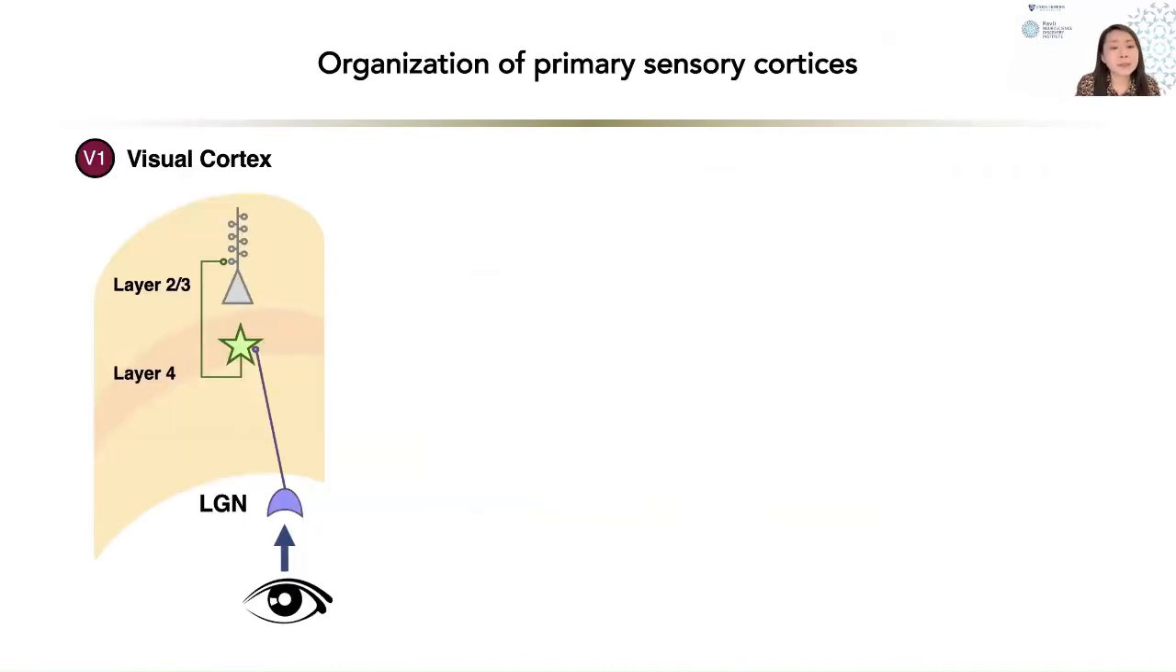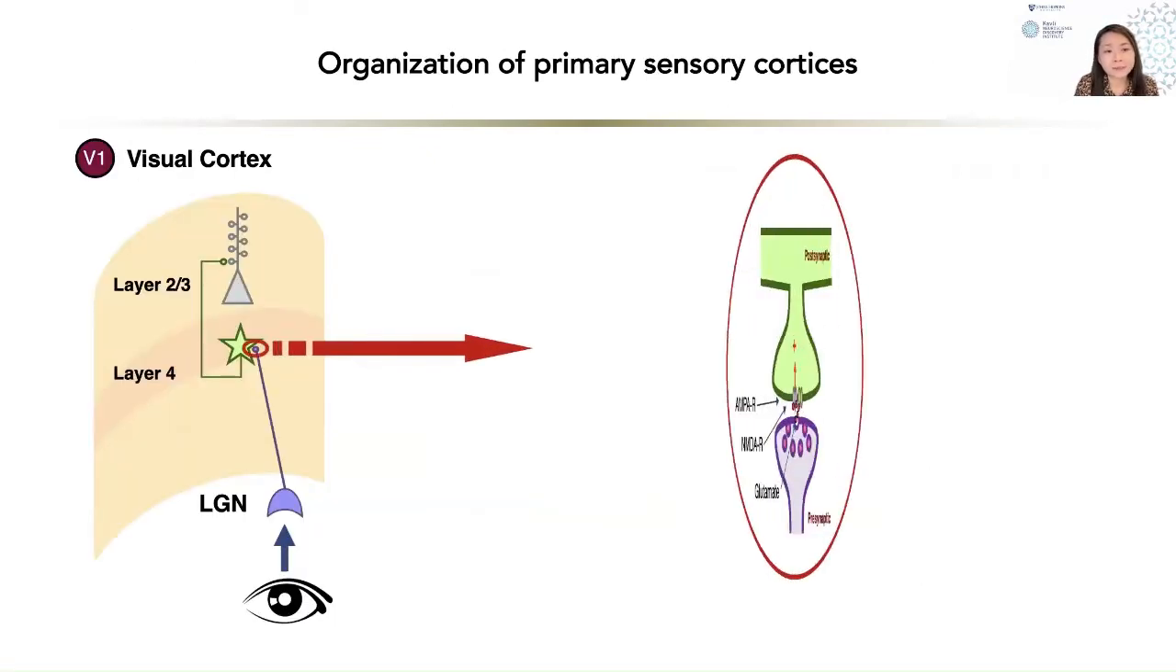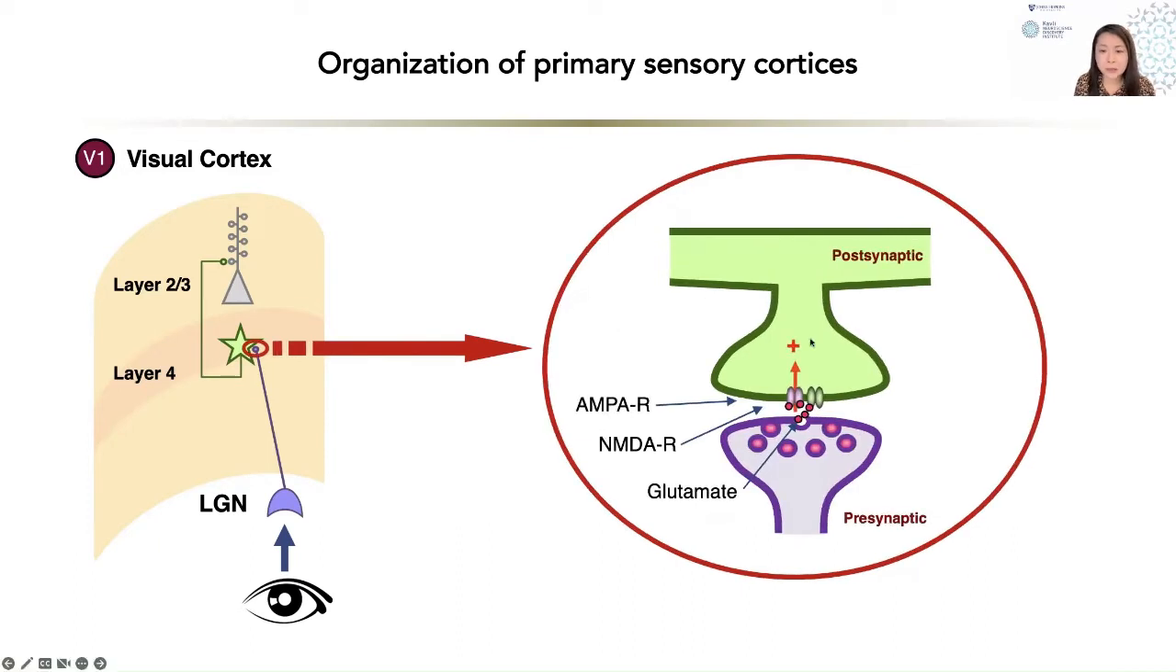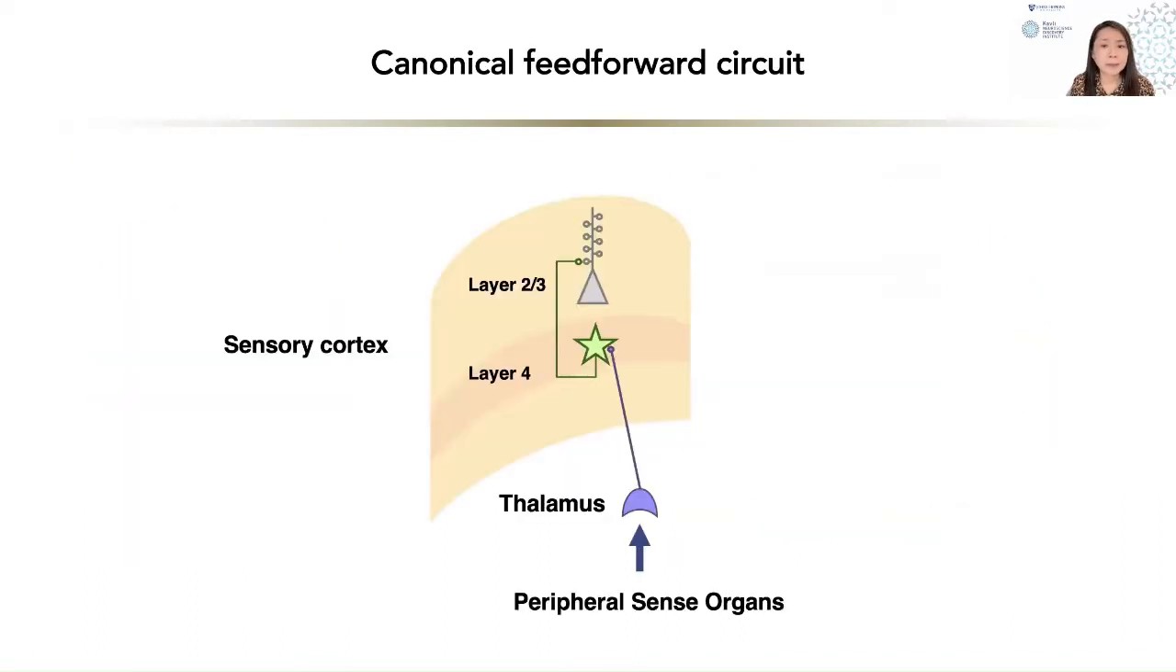To study this, we have to do recordings of synaptic transmission. These are all glutamatergic synapses that we're looking at, so they involve AMPA receptors and NMDA receptors, as at other synapses. The canonical feed-forward circuit that leads information into the sensory cortices is very similar across sensory modalities, except olfaction. The information goes through the thalamus, which then arrives at the cortex in layer 4 initially, and then moves to layer 2/3.